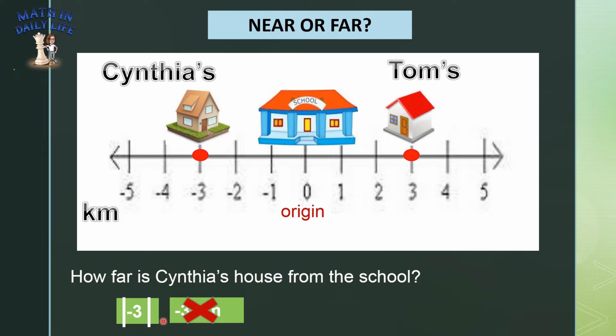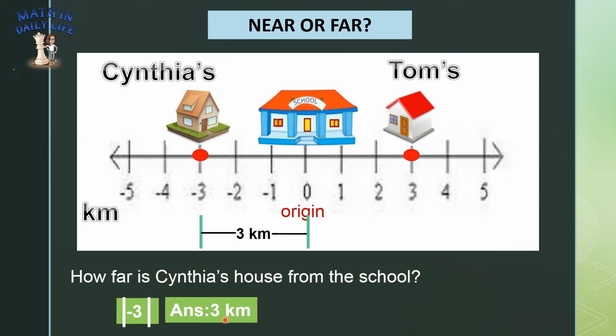Okay, so how do we get the distance? We just simply count from the point where the house of Cynthia is located to the point where the school is located. We count in any direction actually. Since it disregards the direction, we start from Cynthia's house. That's 1, 2, 3 to the school. And if we start counting from the school to Cynthia's house, that's 1, 2, 3. So it disregards the direction. In either way we count, it will just result to 3 kilometers. So that's how we denote the distance of Cynthia's house, 3 kilometers.